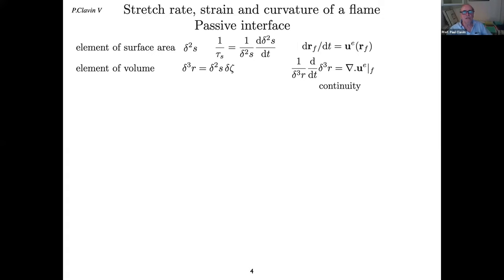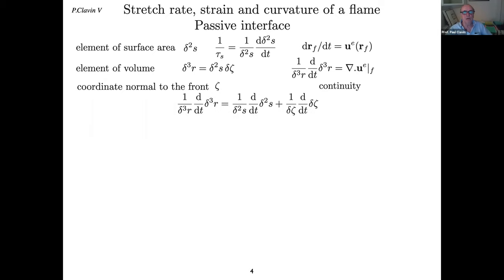Now, consider an element of volume. The element of volume is the element surface multiplied by the variation in the normal direction, zeta here. What we know, because we assume that the flow is incompressible, is that the continuity equation tells you that this rate here, which is a volumetric rate, is simply the divergence of the flow, almost by definition of the divergence of the flow.